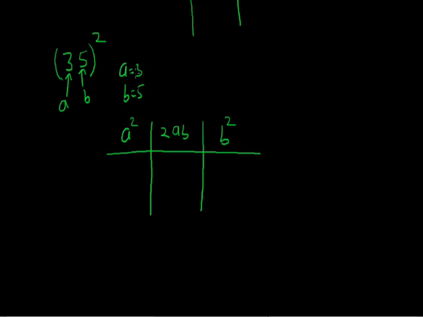The value of A is 3, so 3 square. In the second column, 2A is 3 and B is 5. 2AB means they are multiplied, 2 multiply A multiply B. Then B square, that is 5 square. Now I solve these expressions. 5 square, we know, is 25. Now 2 into 3, 6, 6 into 5, that is 30. 3 square is 9.